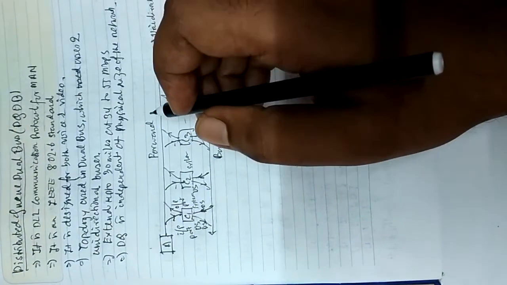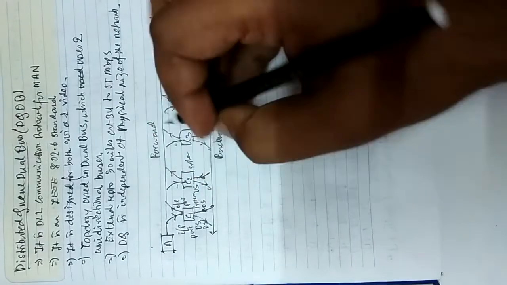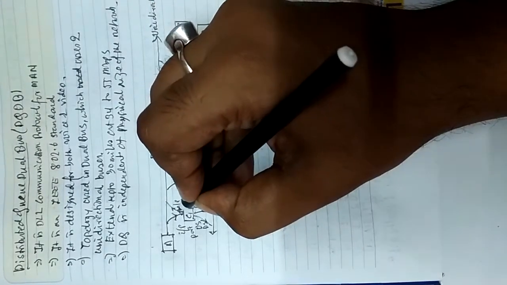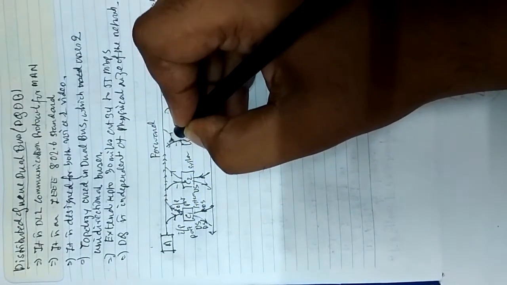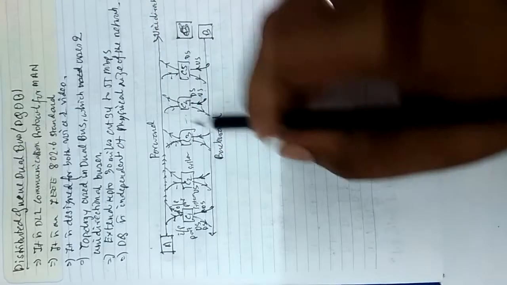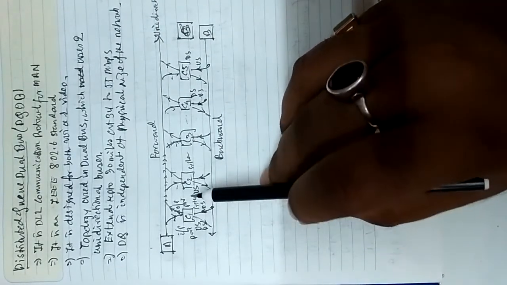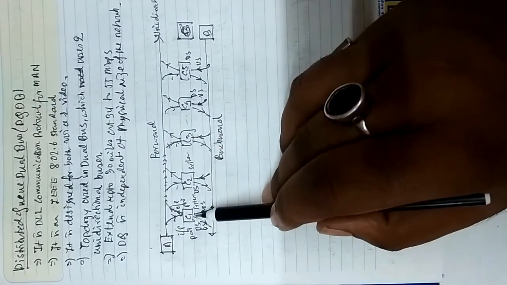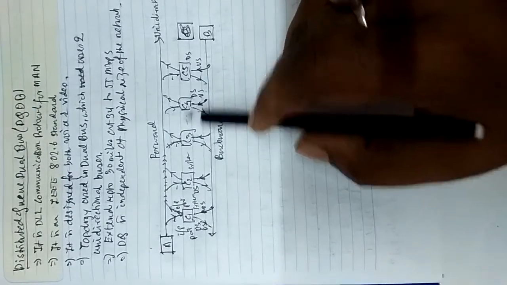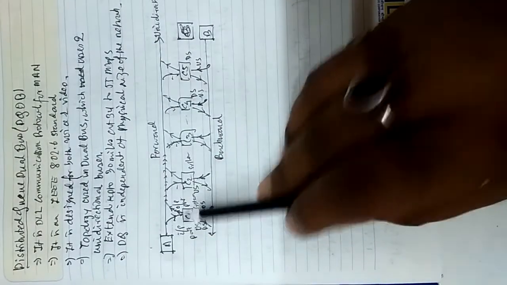And another thing you have to remember: suppose C1 wants to send data to C3. It will transmit the data through this output port, and it will be transmitted this way. C1 has to keep the information whether C3 is on the right-hand side or the left-hand side. Accordingly, it will choose bus A or bus B.